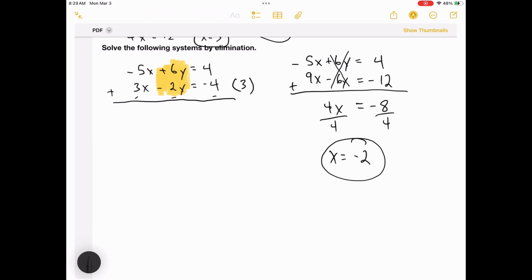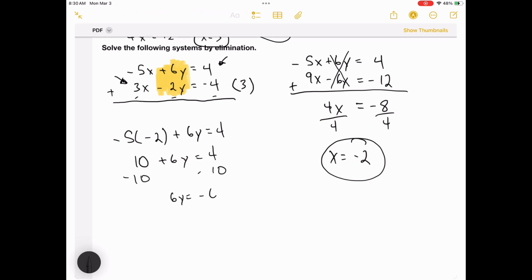I need to go back and substitute that negative 2 into one of these equations. I'm going to go ahead and choose the top one. So I'm going to have negative 5 times negative 2 plus 6y equals 4. And this will turn into a two-step equation eventually. Subtract my 10, 6y equals negative 6. Divide by my 6, divide by my 6, y equals negative 1. And there you go. That is how you solve by elimination using multiplication.